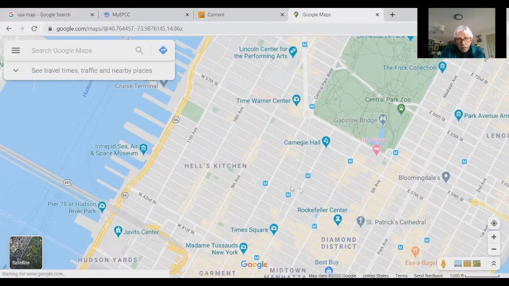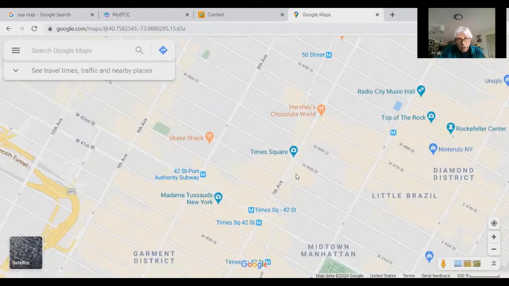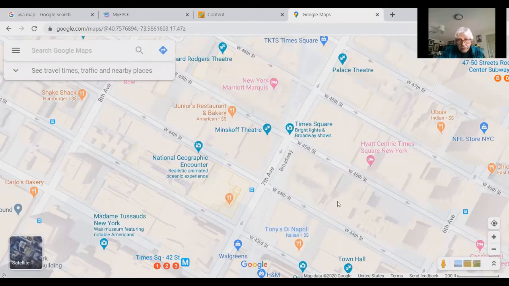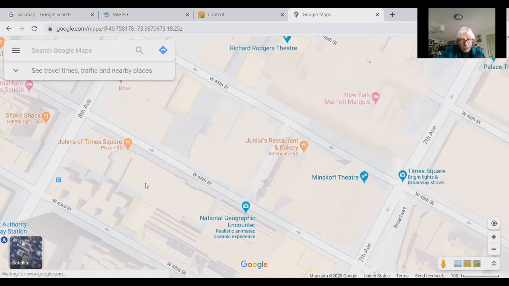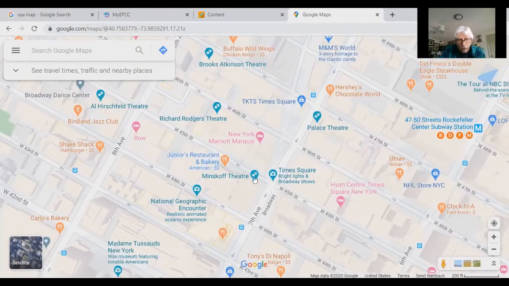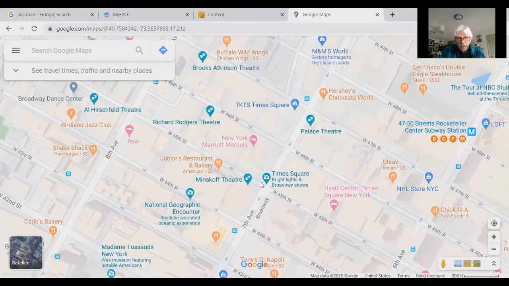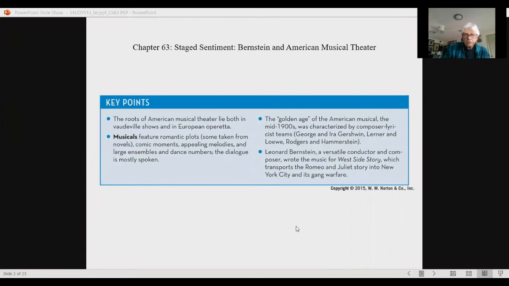But when we talk about Broadway, we're talking about the theater district, which is the Times Square area. If I open up the map here, Times Square, you start to see theaters: Minskoff Theater, Palace Theater, clubs. This is what we call Broadway, but it's actually at the Times Square area, 46th Street, 47th Street. So anyway, that's what we call Broadway musicals. Okay, back to the PowerPoint on chapter 63.